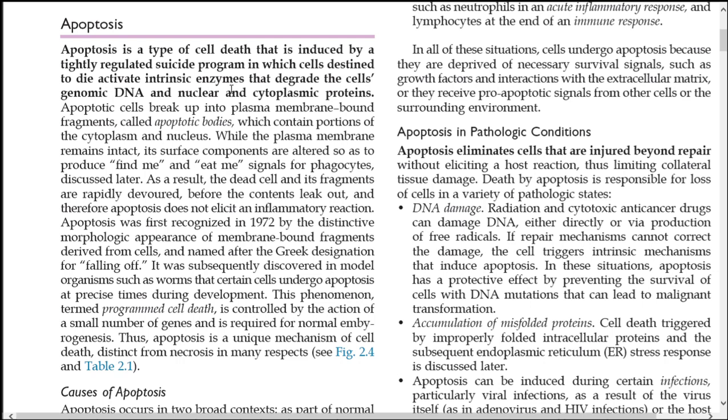That is, the cell itself contains some intrinsic enzymes which will destroy the cell's nucleus and its genomic DNA, and the cytoplasmic proteins will also get depleted. Apoptotic cells, in contrast to necrosis, break down into plasma membrane bound fragments called apoptotic bodies. This is very important. Apoptotic bodies contain portions of cytoplasm and nucleus.